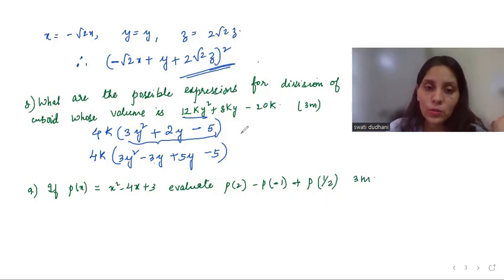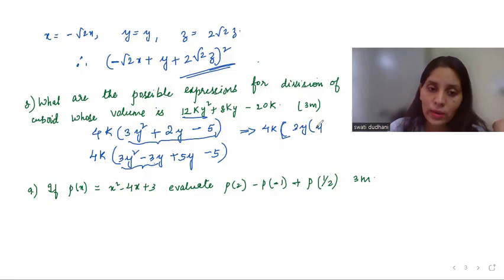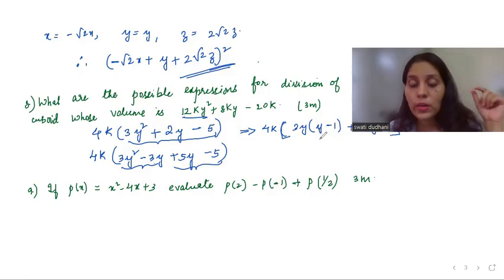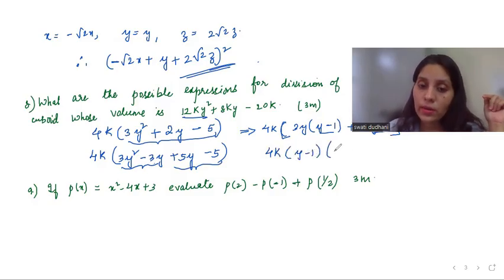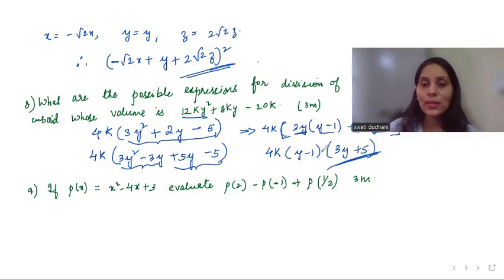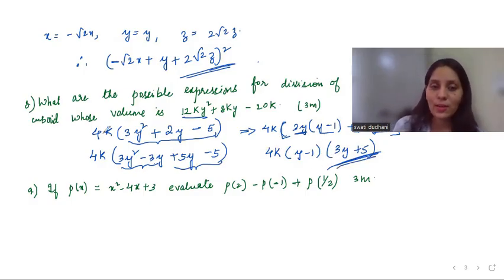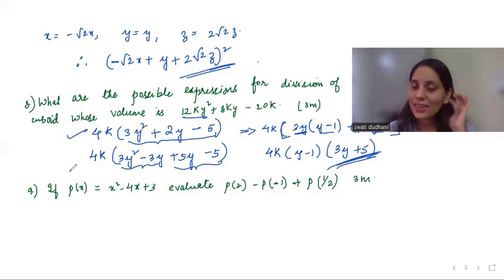So if I further do this, I get 4k. Take out common here. 3y is common, so I get y minus 1. And here we can take 5 common. I get y minus 1. So you need to make sure that these bracket parts should be the same, else you have not done it right. So now here y minus 1 is common. We are left with 3y, and here we are left with 5. So these are the two possible expressions you can do. One is this and one is this. I hope this is clear.